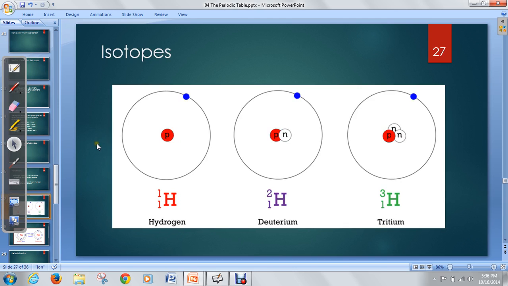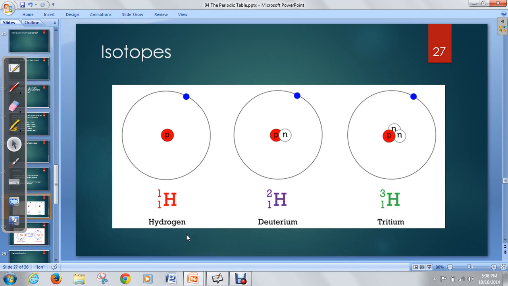Think about, for example, hydrogen. Hydrogen has a couple of different isotopes, meaning different numbers of neutrons. One possible setup is hydrogen with one proton and one electron, which is what we usually think of as hydrogen. But it can also have one neutron, which we call deuterium, or two neutrons, which we call tritium. So it can have 0, 1, or 2 neutrons. These are all different isotopes of hydrogen.